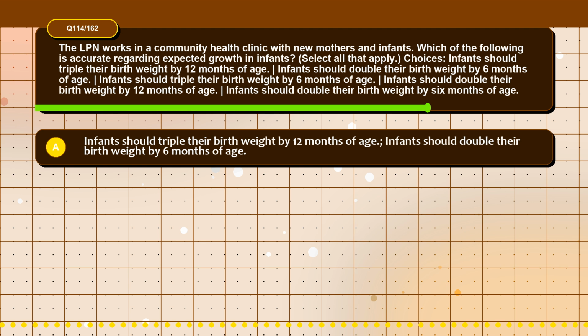Here are the options. Option A. Infants should triple their birth weight by 12 months of age. Infants should double their birth weight by 6 months of age.